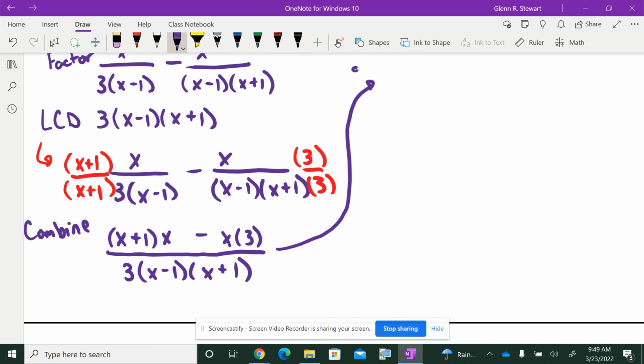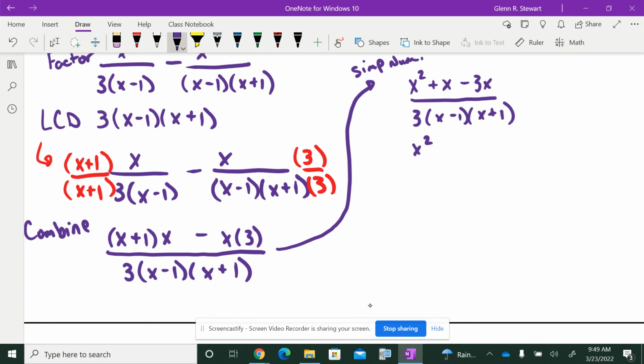Okay. Let's simplify the numerator. So I get x squared plus x minus 3x over 3 times x minus 1, x plus 1, which then becomes x squared minus 2x over 3 times x minus 1 times x plus 1.